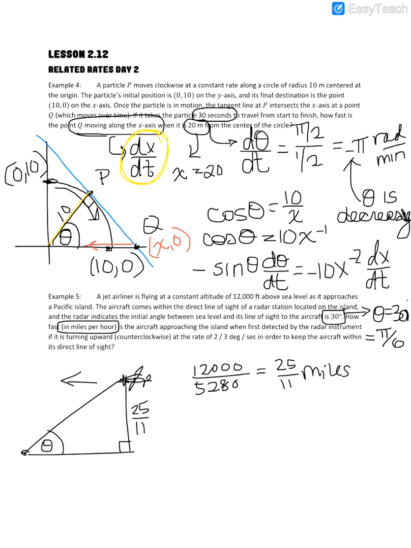All right, the last thing is they gave us this 2/3 of a degree per second. So that is actually going to be our d theta dt, because that's how much the theta is changing. I do not have enough room here, so I'm going to go somewhere else. Okay, so this is our d theta dt, 2/3.